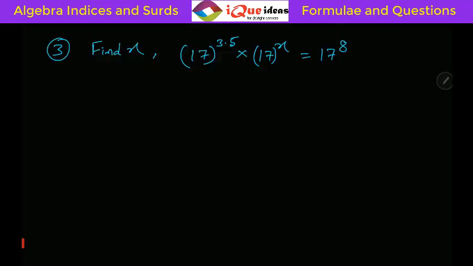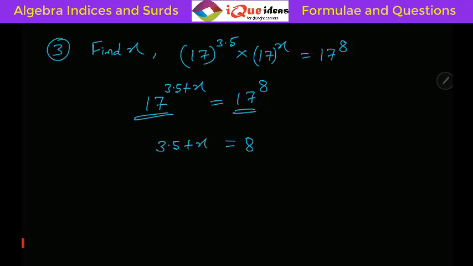Now this says find x, and the equation is 17 to the power 3.5 into 17 to the power x is equal to 17 to the power 8. This is a very simple question. On the left hand side it will be 17 to the power, the powers get added, so 3.5 plus x, is equal to, and on the right hand side it will be 17 to the power 8. Now both sides base is 17, so we can say 3.5 plus x is equal to 8. Right, so very simply x is equal to 8 minus 3.5, which is equal to 4.5. So the answer of this question is 4.5.